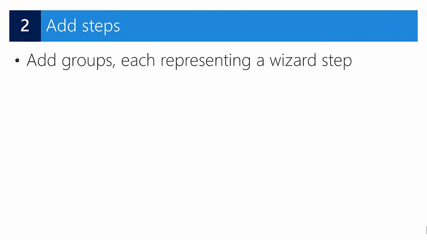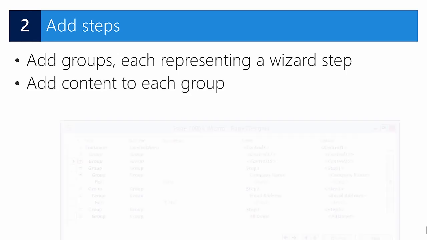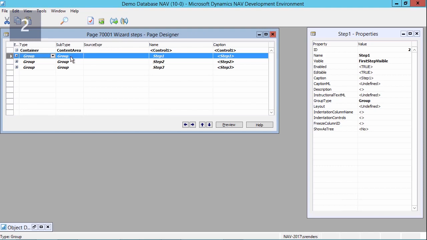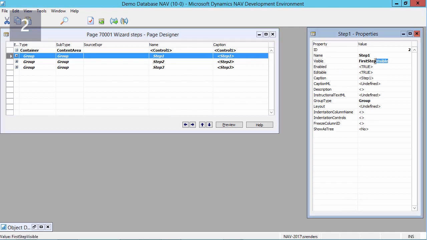Each step is represented by a group in the page designer window. We'll then also add some content to these groups. In our page, I will start by adding 3 groups on the same level. The first group is named Step 1, and then Step 2 and Step 3. What you notice is that in the visible property, I will use an expression, a boolean, to determine when each step needs to be visible.